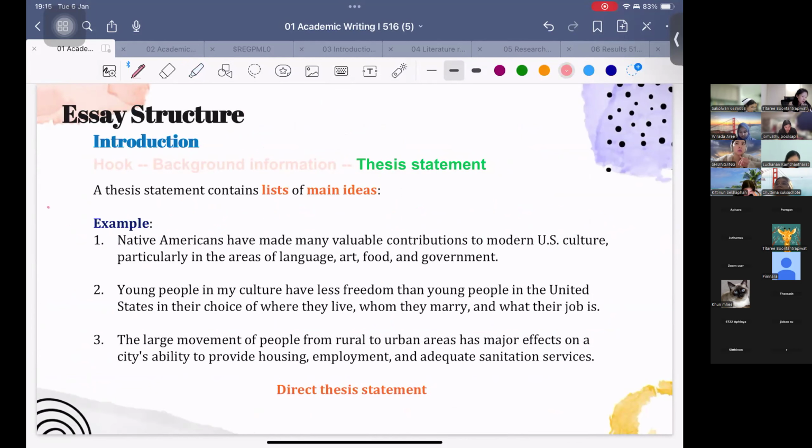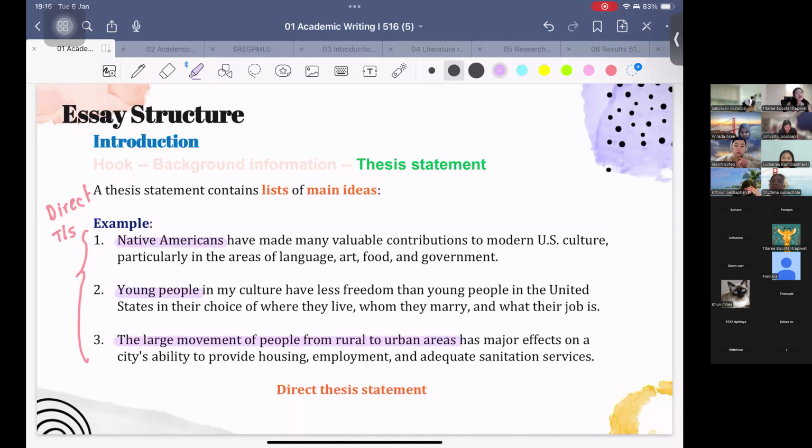However, some people might want more details, so you might go for the option of a direct thesis statement. Some people prefer direct thesis statements because they feel it's clear. It just gives the audience a clear idea of what you're going to write, simple and clear. Like this one, again, these three choices are exactly the same as the three examples from the previous slides.